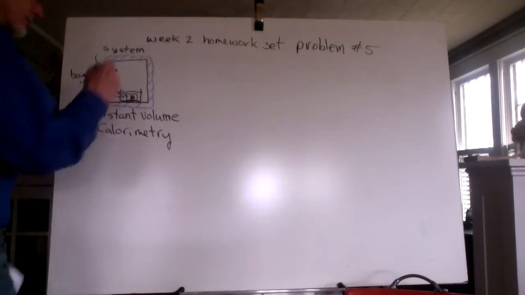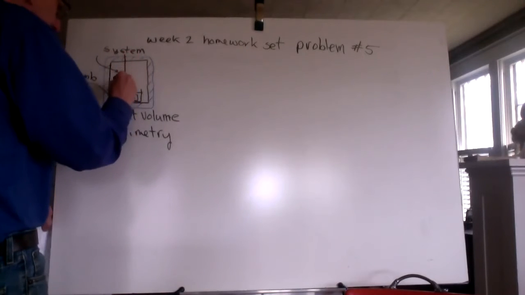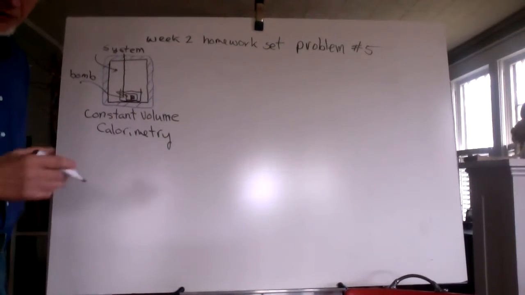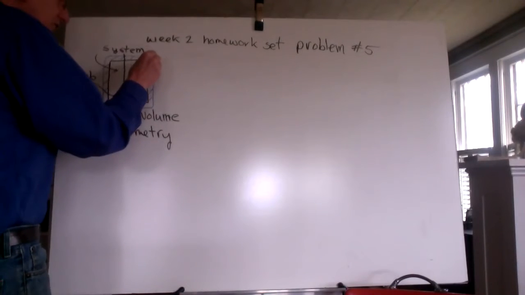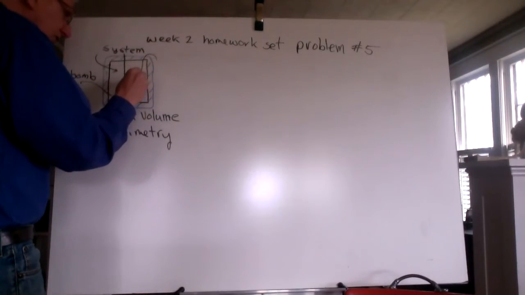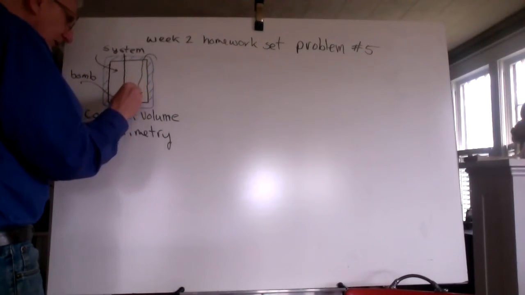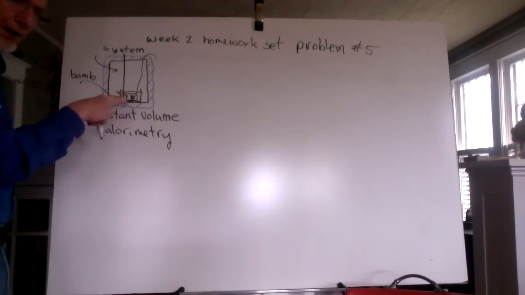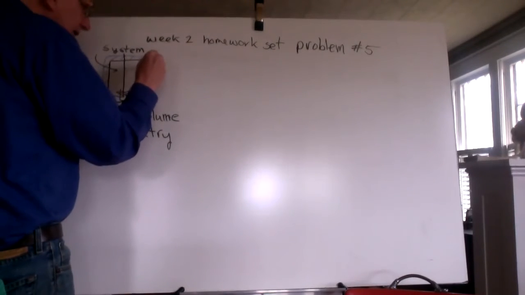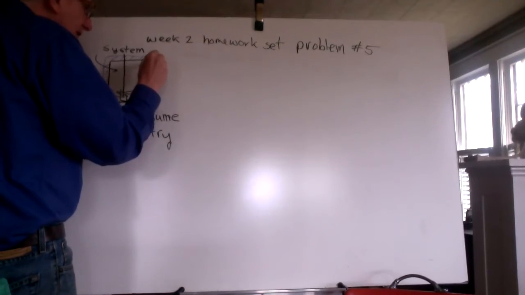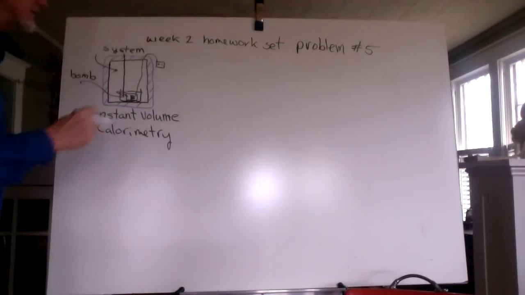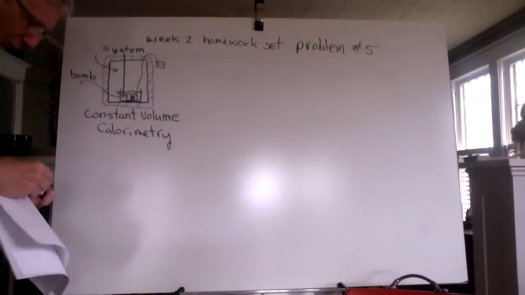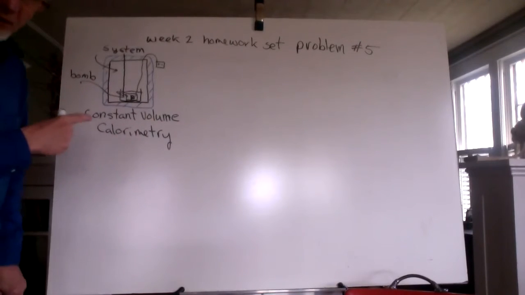Then there is a thermometer that monitors the temperature inside of the calorimeter. And there's one more little piece. We have a wire that runs from the outside into the calorimeter and into that bomb. That wire is connected to a little battery or some kind of device that, when you push a button, creates a little spark. So that's the calorimeter.